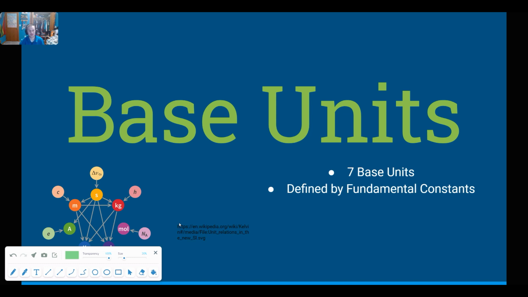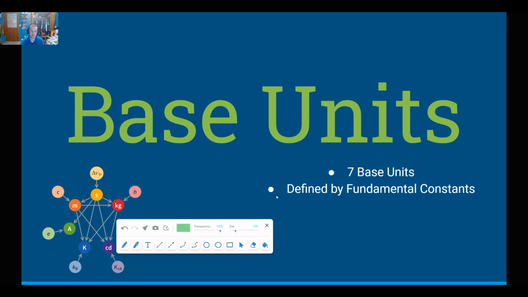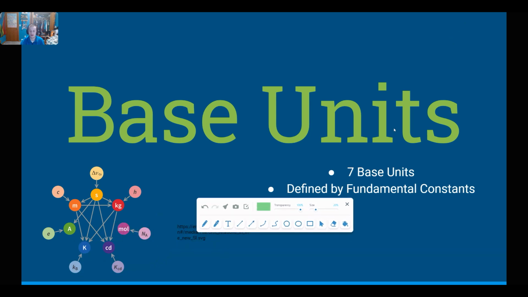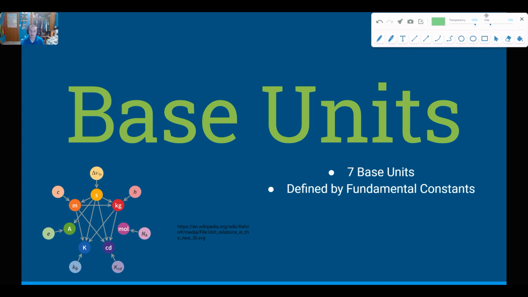So base units. Again, like I said, there are 7 base units. Each of them is defined by a constant. If I can get my thing to move out of the way, that would be very nice. Okay, there we go. So if you look down here on the bottom left, I have a little diagram. This diagram shows how the different fundamental units relate to each other.